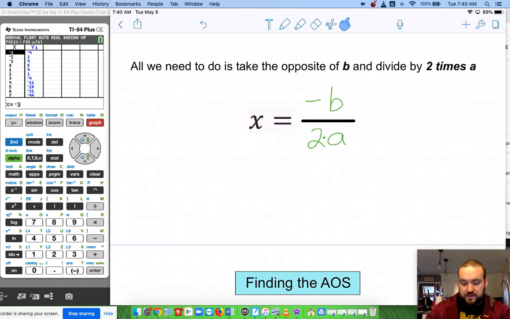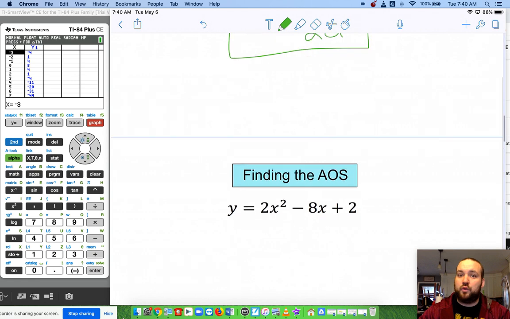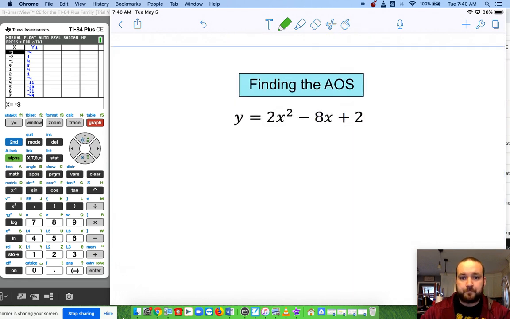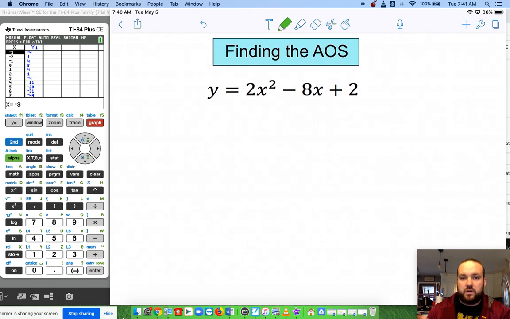So we're going to take a look and see what that means, but you're going to be using this a ton through the rest of this chapter and beyond after this course as well. With parabolas, almost the most important thing is negative b over 2a. So let's take a look at an example of how I could find the axis of symmetry for this equation, y equals 2x squared minus 8x plus 2.